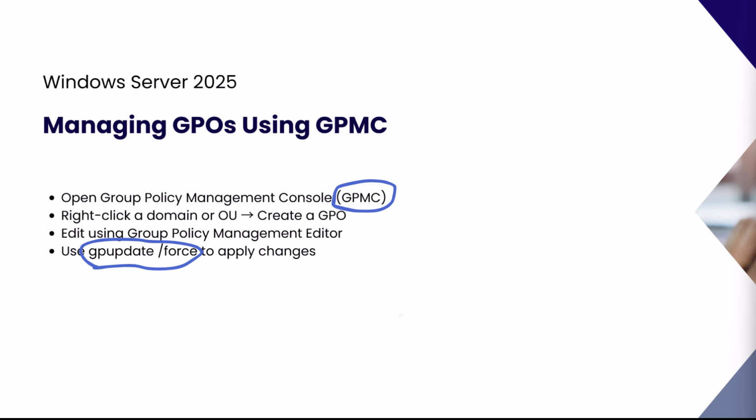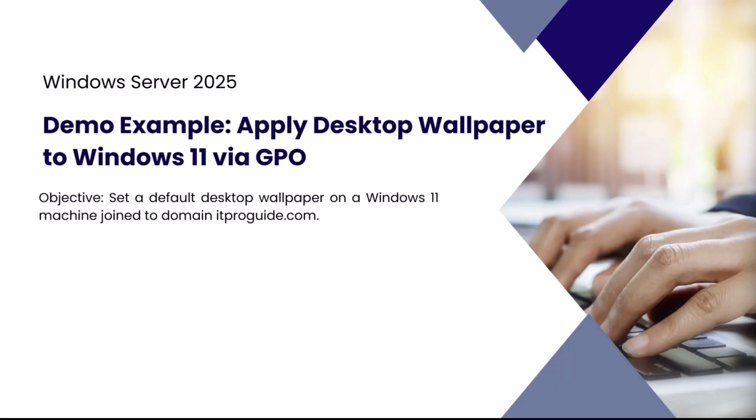Let's apply a group policy to set a default wallpaper on a Windows 11 client. First, we will create a new GPO called set wallpaper and link it to the appropriate OU. Inside the GPO, we will enable the desktop wallpaper policy and point it to a shared image file. So you need an image file that you prefer to set as wallpaper. Then you need to create a shared folder and put the image file there. On the Windows 11 PC, we will refresh the group policy using gpupdate /force, and after re-logging, the wallpaper will automatically apply, and that is showing the GPO in action.